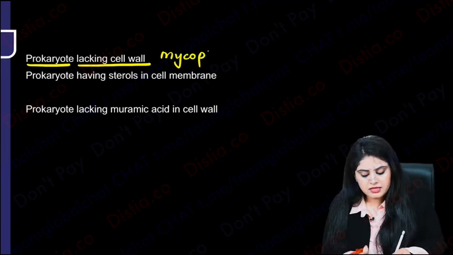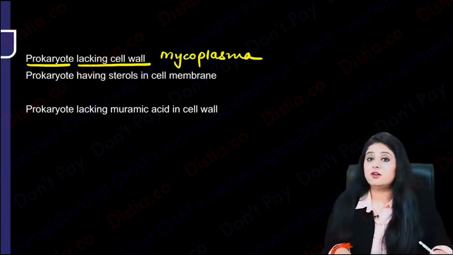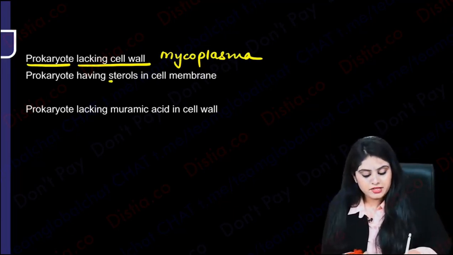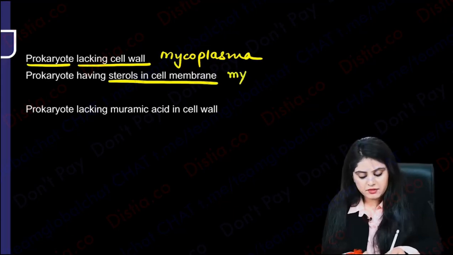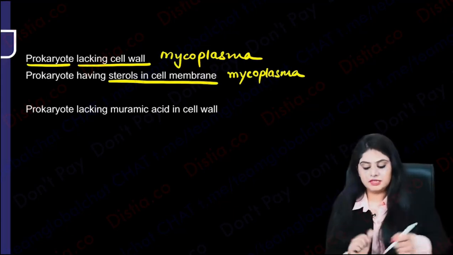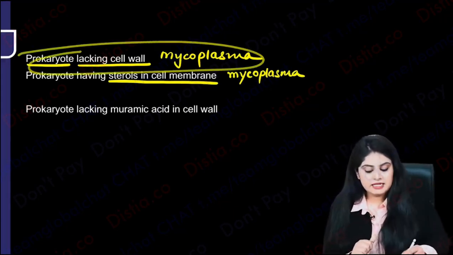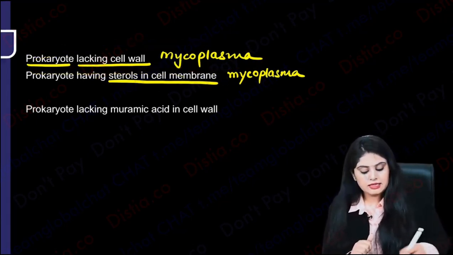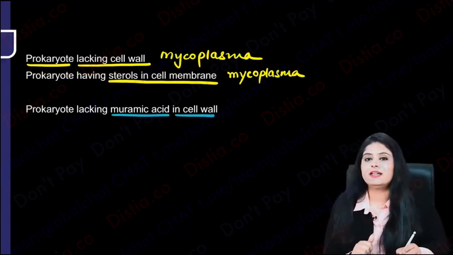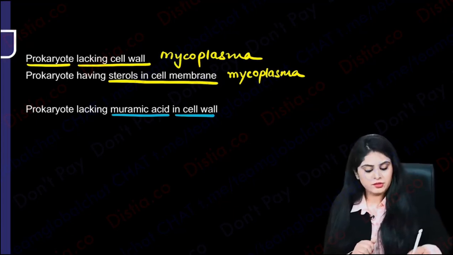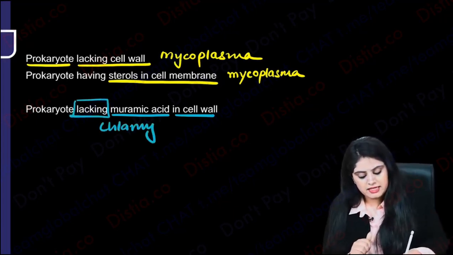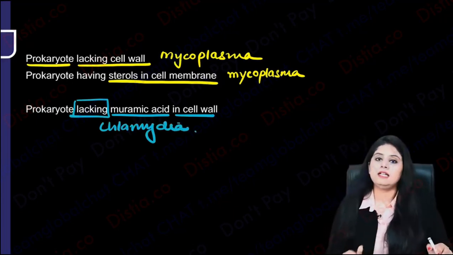I told you mycoplasma, which does not have a cell wall. So when God has not given it a cell wall, God has given it sterols in the cell membrane, making it the prokaryote which can have sterols. So God takes away one thing, he gives one thing. Last one, I just told you that N-acetyl muramic acid and N-acetyl glucosamine are present. So is there any bacteria which lacks the muramic acid? That is going to be chlamydia.